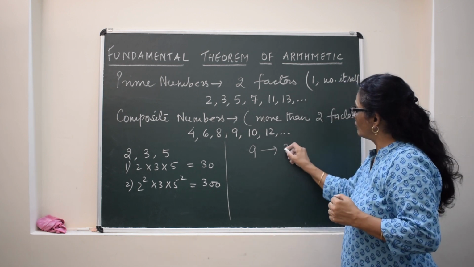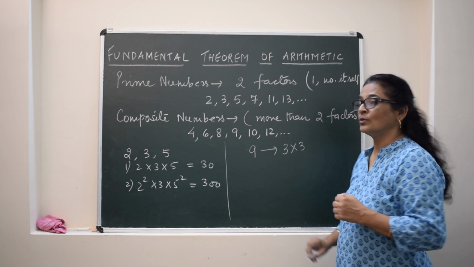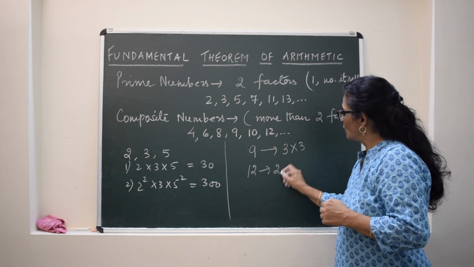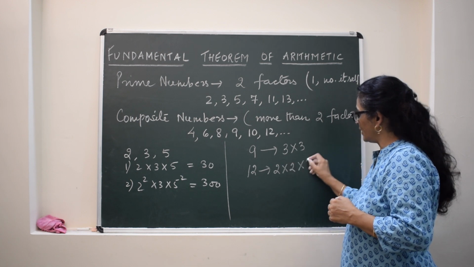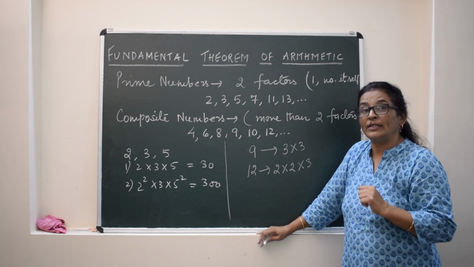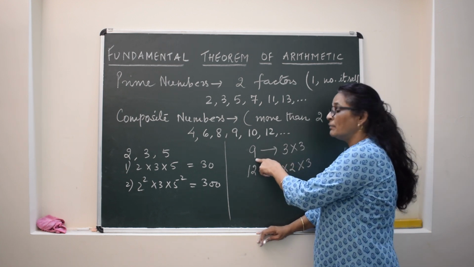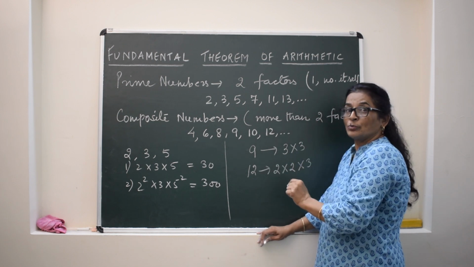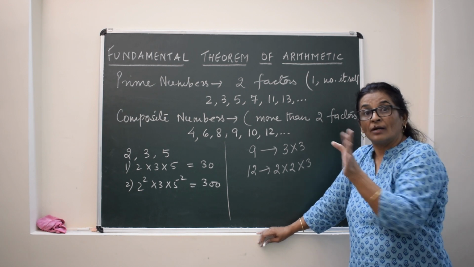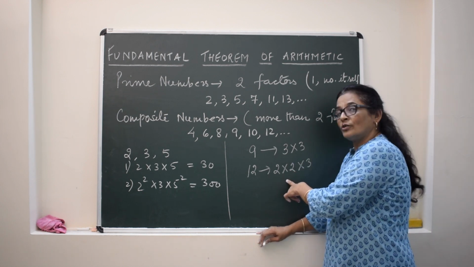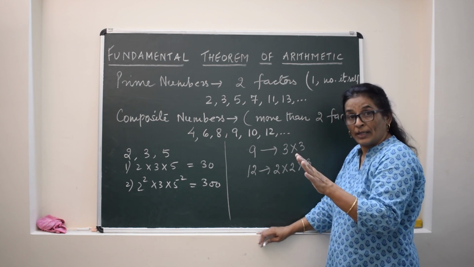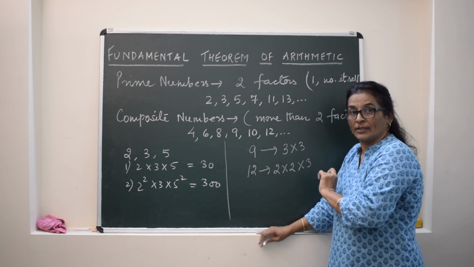Now the factors of 9 are 3 into 3. The factors of 12 are 2 into 2 into 3. The theorem says these prime factors are unique. It means that 9 can only be expressed as 3 into 3. There is no other prime number which will come in the product. Similarly for 12, the prime factors are 2 into 2 into 3, and no other prime number will be included in the product.